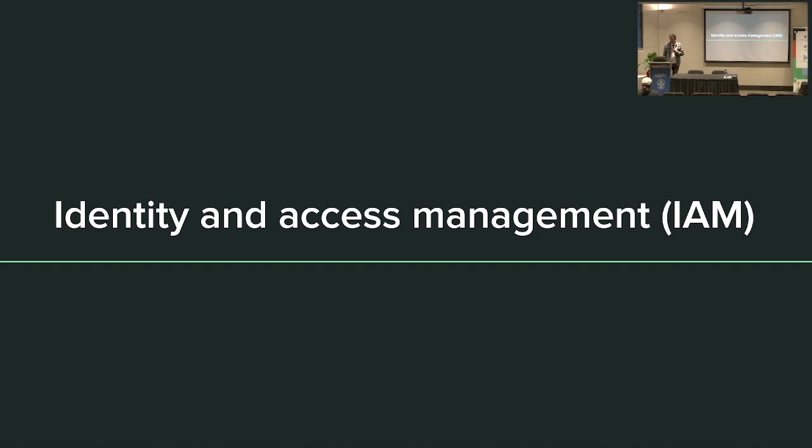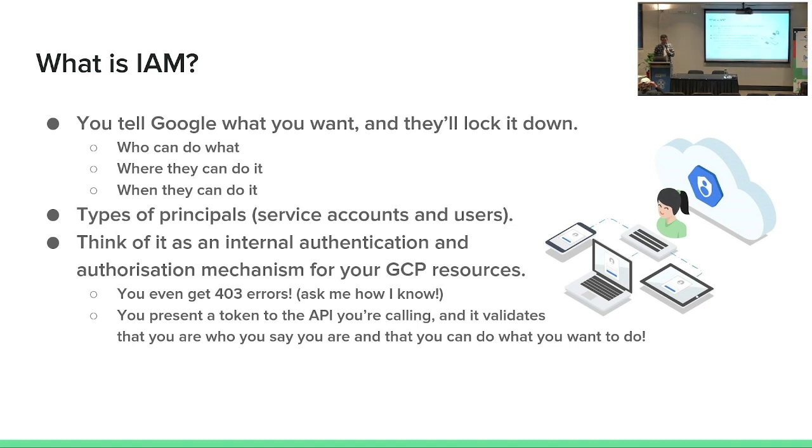So, identity and access management, probably the world's most boring topic, but it is the most important because every single thing that you do on the cloud will interact with identity and access in some way, shape or form. But in short, IAM is you telling Google what you want to do in terms of permissions, and they'll make sure that it happens. So, for example, who can do what, where they can do it, when they can do it, and it's basically saying, you there, you're allowed to do this, you're not allowed to do that.